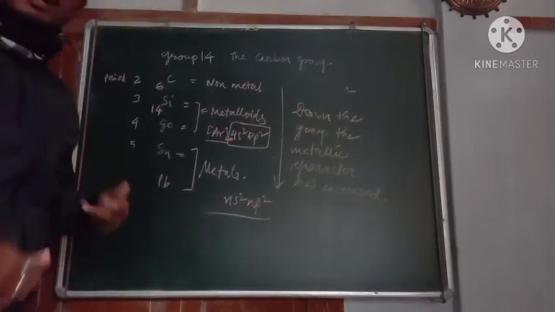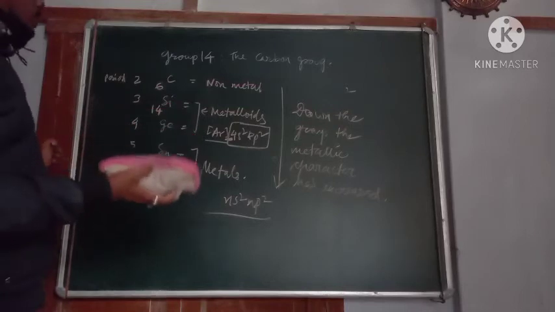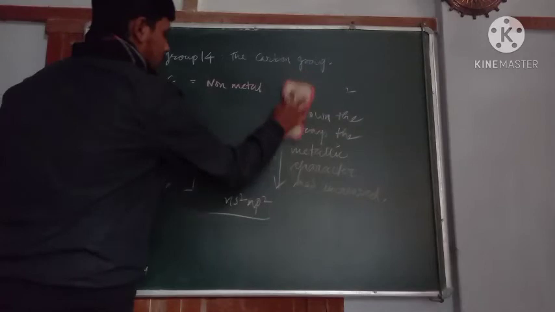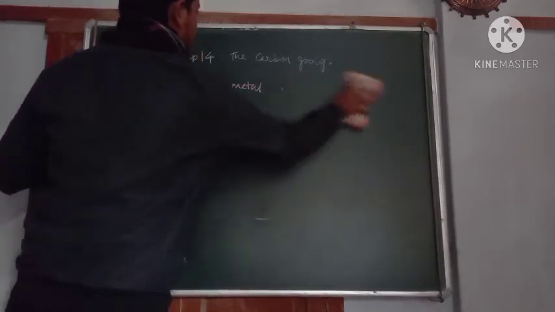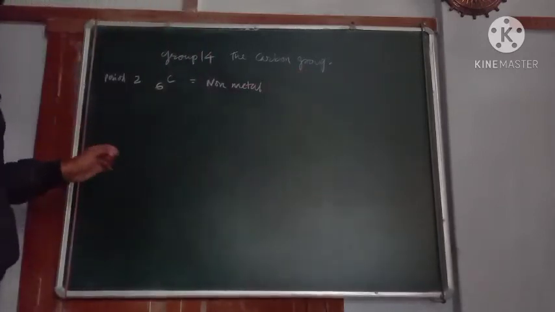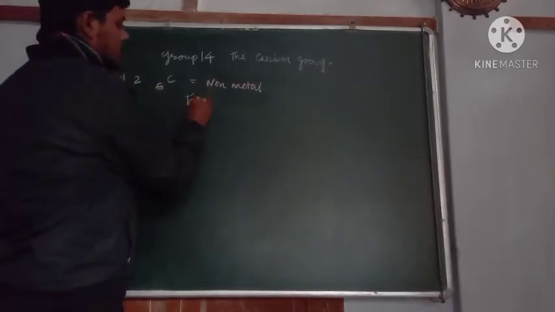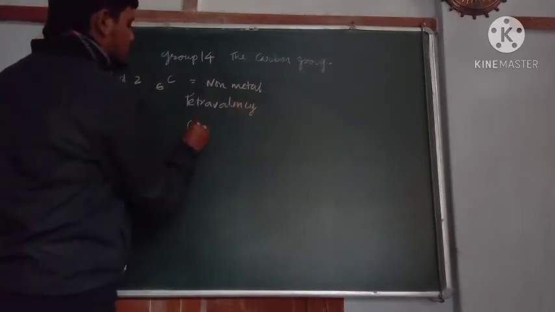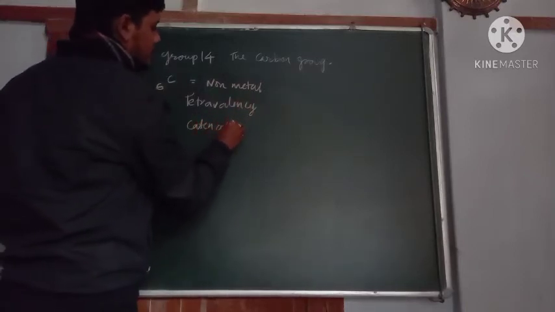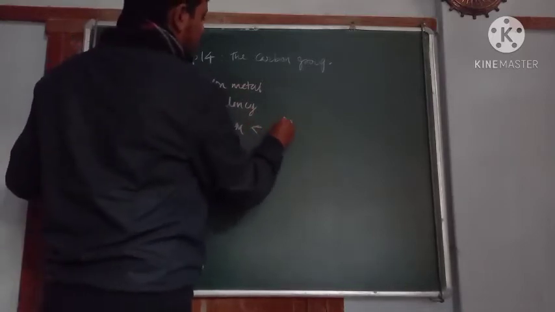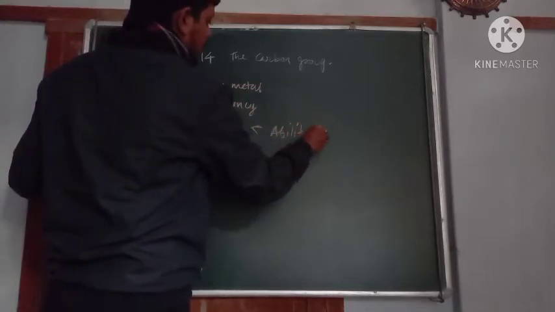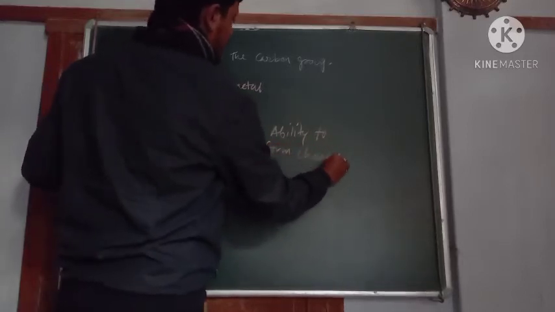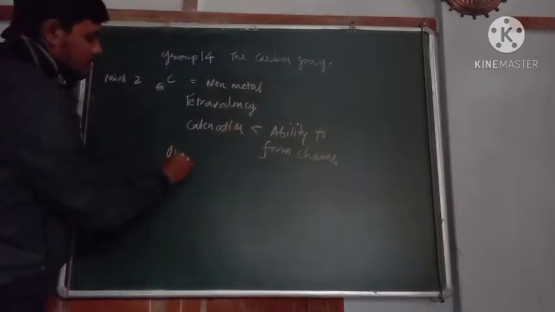for the carbon group. Okay, now if we see the carbon element, it has very unique properties called tetravalency, and the other is called catenation. Catenation is the ability to form chains. Okay, so what we get is organic compounds.